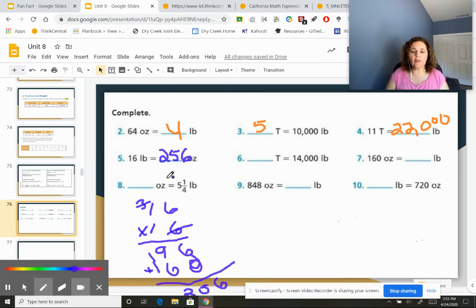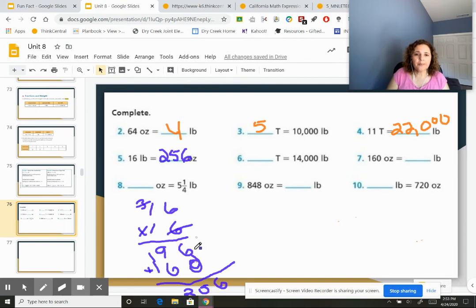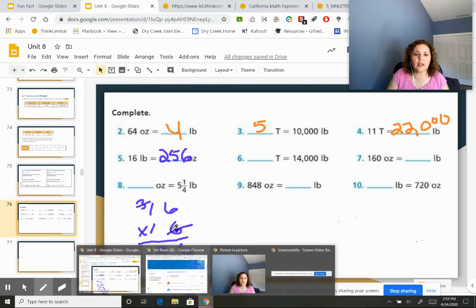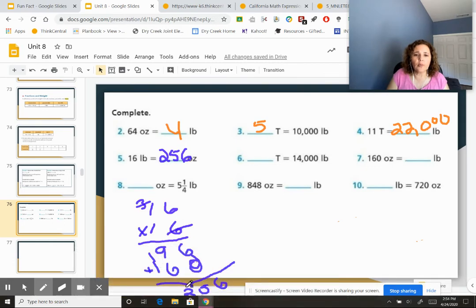Okay, if you got 256 ounces, you're correct. Oh, I forgot to show you that step down here, right? So 1 times 6 is 6, 1 times 1 is 1. Add it up, 6 plus 0 is 6, 9 plus 6 is 15. Carry my 1. 1 plus 1 is 2, 256.